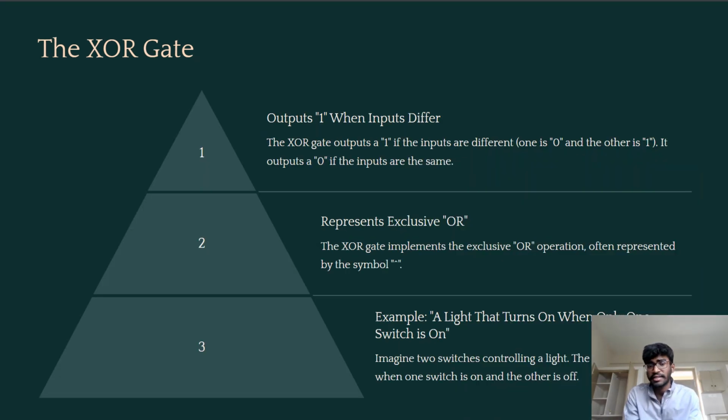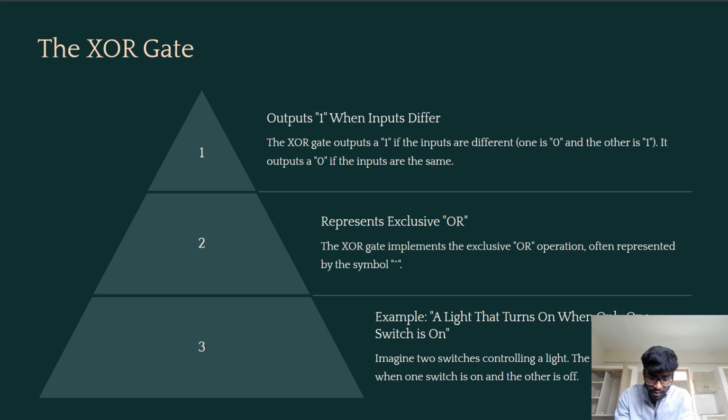Then let me go and discuss the XOR gate. In the XOR gate, the output is 1 when inputs differ. The XOR gate outputs a 1 if the inputs are different: one is 0, another is 1. It outputs a 0 if the inputs are the same. It represents the exclusive OR. The XOR implements the exclusive OR operation.